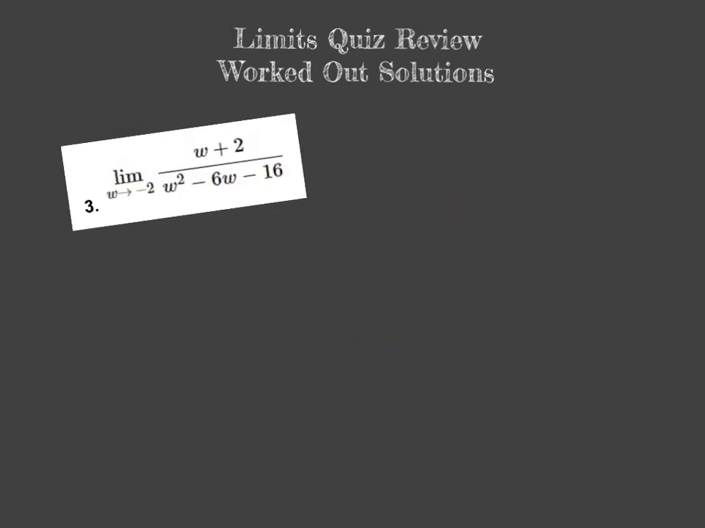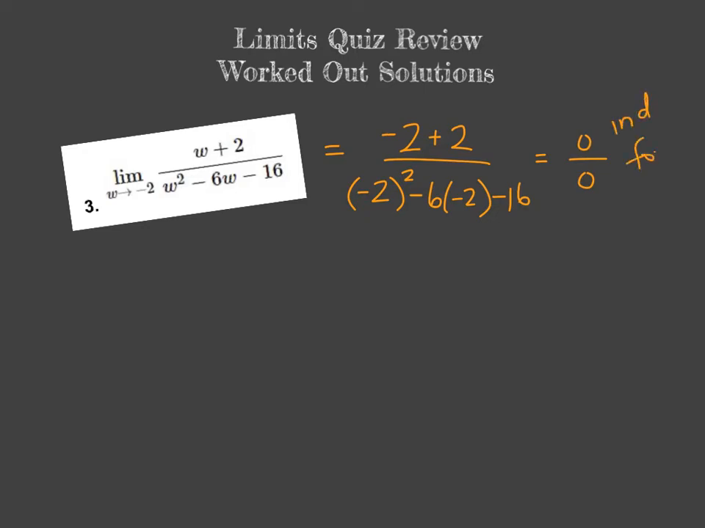For number 3, we also want to start with direct substitution, so we'll plug in -2. When we plug in -2 with direct substitution, we get indeterminate form, 0 over 0. So we have to use another algebraic method. In this case, we can see that the denominator can be factored. So what I'm going to do is we'll say this is the limit as x approaches -2. And then the numerator cannot be factored, but the denominator can be. Two numbers that multiply to negative 16 that add to negative 6 are negative 8 and positive 2.